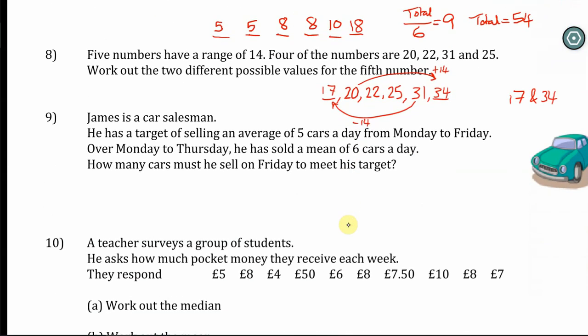Number 9. James is a car salesman. He has a target of selling an average of 5 cars a day from Monday to Friday. Over Monday to Thursday, he has sold a mean of 6 cars per day. How many cars must he sell on Friday to meet his target?